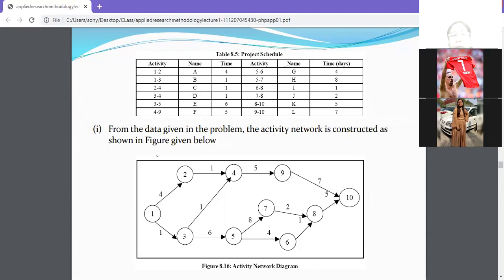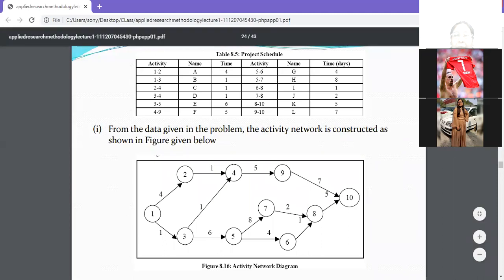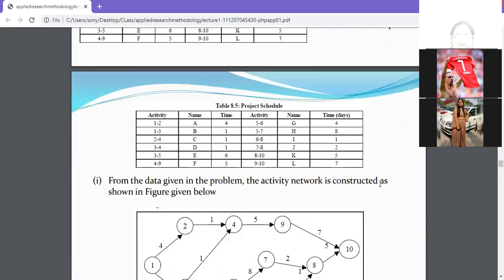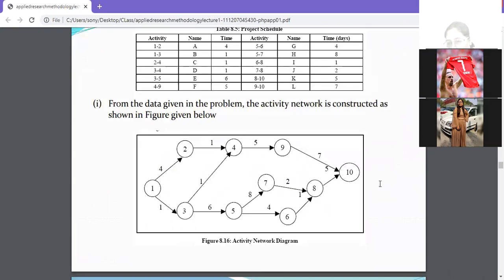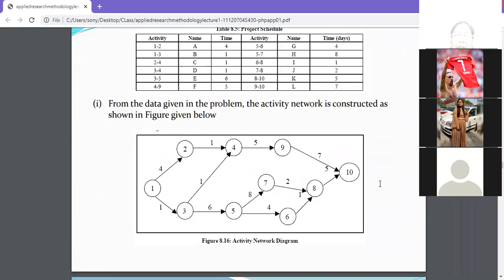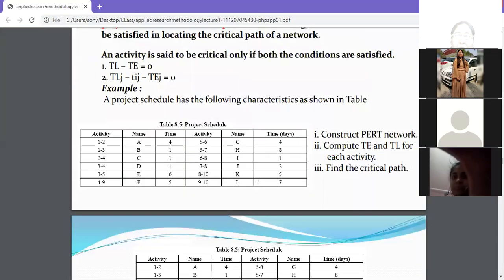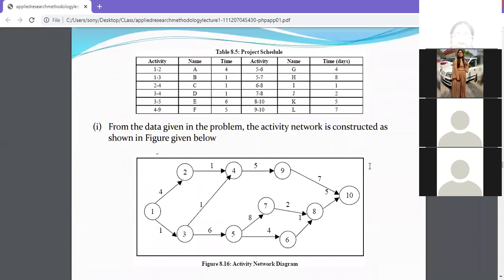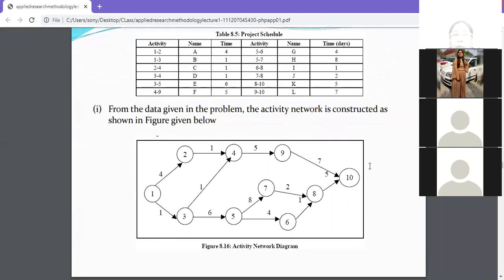Will anybody like to share with me what they have done? Go to your video, open up your video and show it to me. This diagram is clear to everyone. Shall I move on?